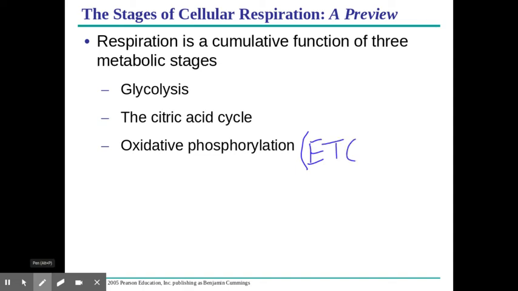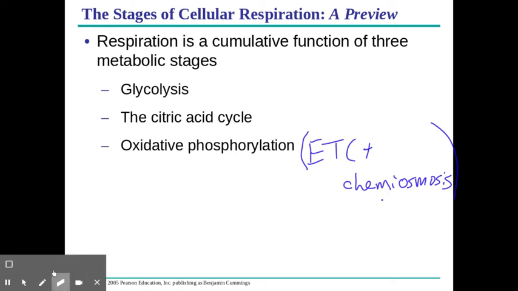So oxidative phosphorylation is the ETC plus what we call in AP biology chemiosmosis. So that'll be what we'll talk about in one of my videos. We'll talk about how oxidative phosphorylation involves the ETC and chemiosmosis.